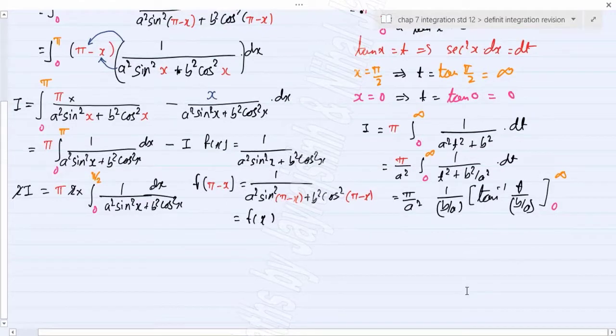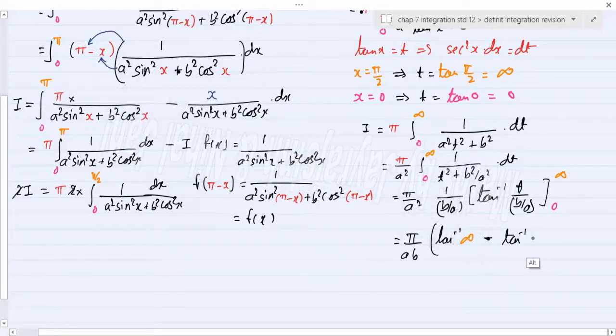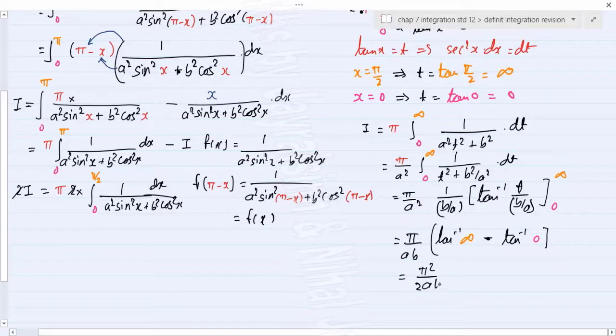Now we just have to place the limit. This is pi upon ab tan inverse, the upper limit is infinity, minus tan inverse 0. Tan inverse infinity is pi by 2. Tan inverse 0 is 0. So we will get pi square by 2ab as your final answer. Ta-da!